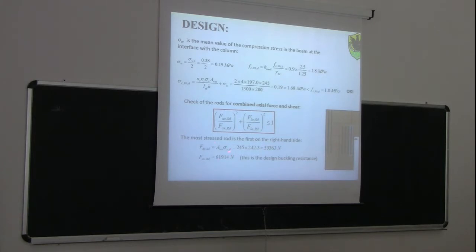As you can see, we have quite a high utilization ratio, in the sense that the demand is 59 kilonewton and the strength is 62, so we're very close to each other. So there is a concern that when we combine with shear, we can actually get a ratio which is higher than 1. So we have to check it, because we are very close to the actual resistance.